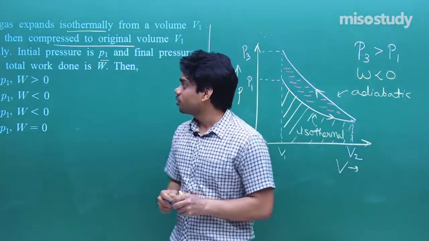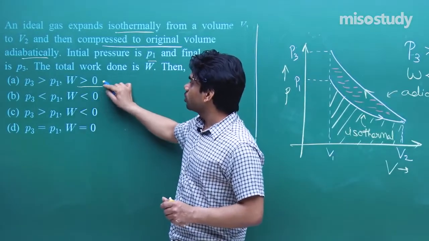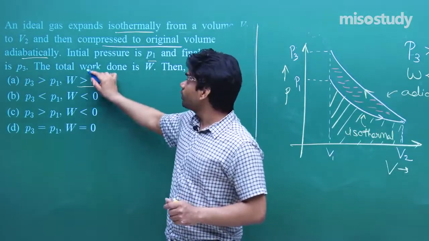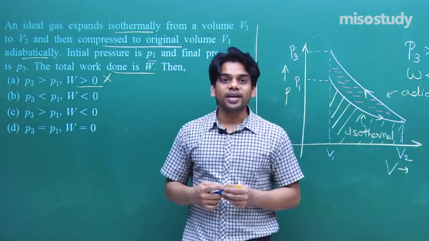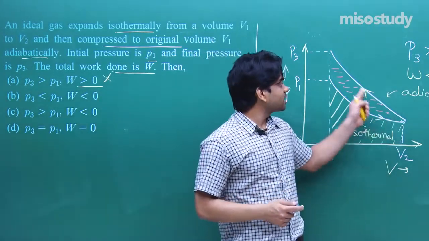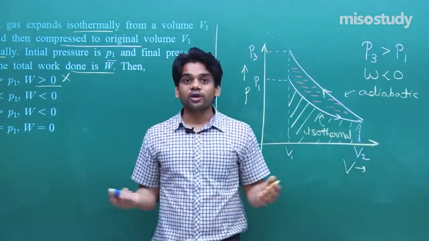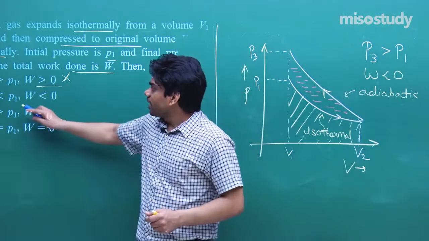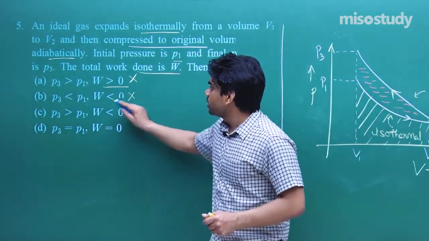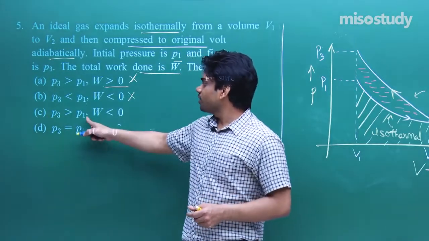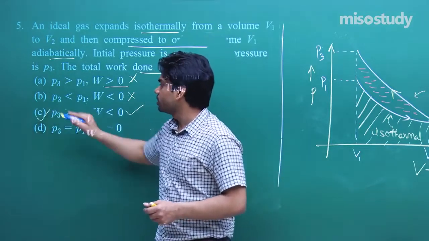Try to understand each of the points. P3 greater than P1, that's correct, but work done greater than 0, no. The total work done W is negative because the gas is actually compressed, and the work done on it while it gets compressed is more. The work done by the gas is less, so net work done will be negative. P3 less than P1, again that's incorrect. P3 greater than P1, that's correct, work done less than 0, yes, this is the correct statement, option number C.